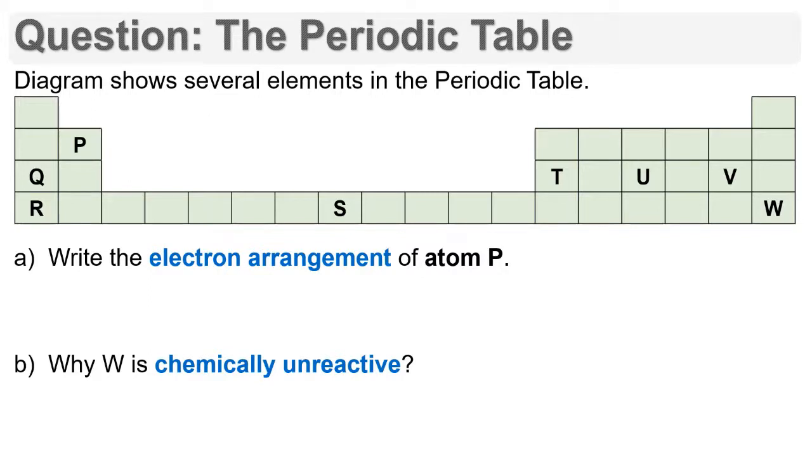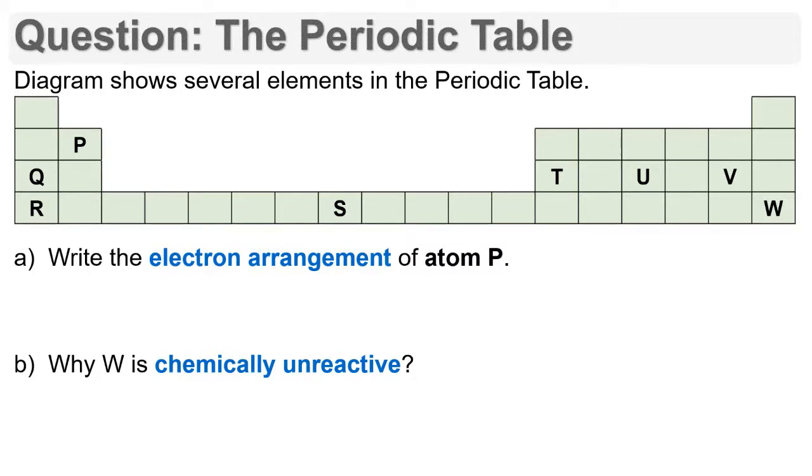Here is a question relating to the periodic table of elements. Diagram shows several elements in the periodic table. The symbols P, Q, R, S, T, U, V, and W are not the actual symbols of the elements.